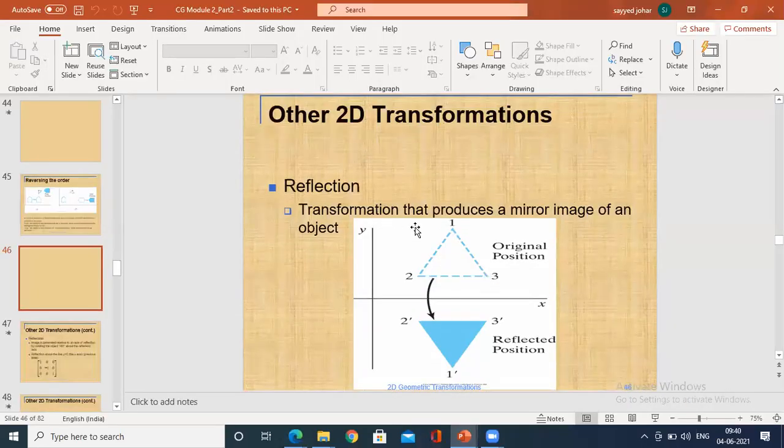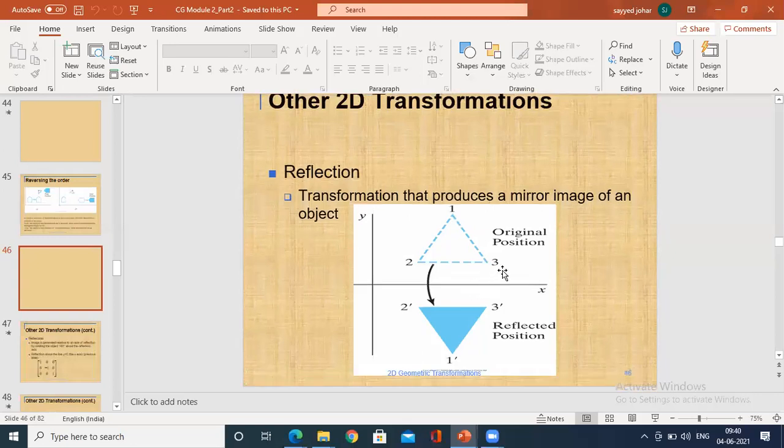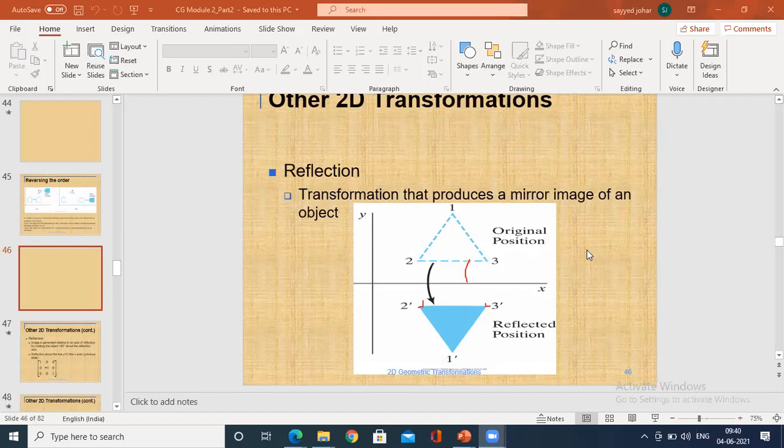What is reflection? In the reflection, you have to reflect the same mirror image of the original object. You could see the position. This is the original position, and this has been reflected along the x-axis. It has just been replicated, so it becomes 2 dash, 3 dash. These points are transferred over here. So how do you perform these reflections? Reflection is a mirror image that provides the same original object on some other axis.